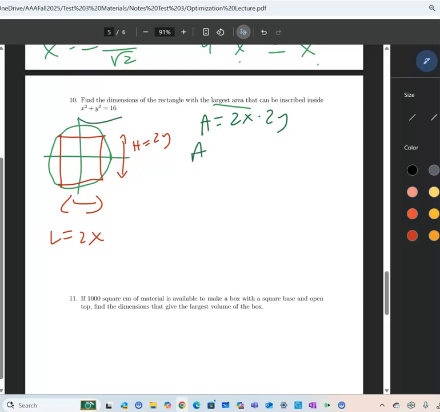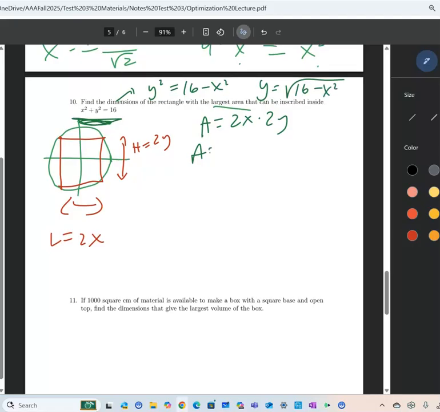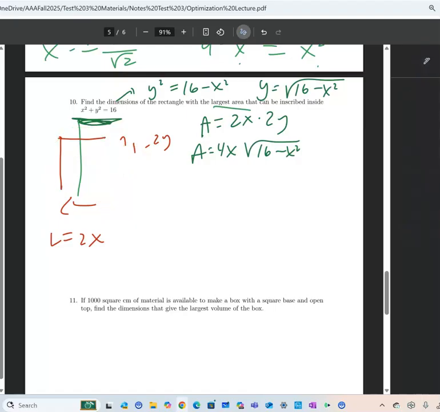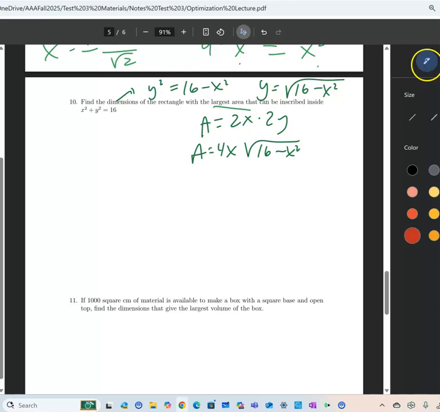And you know that the y I need to get from solving this. So if I take y squared is equal to 16 minus x squared, y is equal to the square root of 16 minus x squared. So I get 4x and then square root of 16 minus x squared. Product rule happening, right? Very similar to what I just did, being careful with those negative exponents. Carrying this down, let's do it.